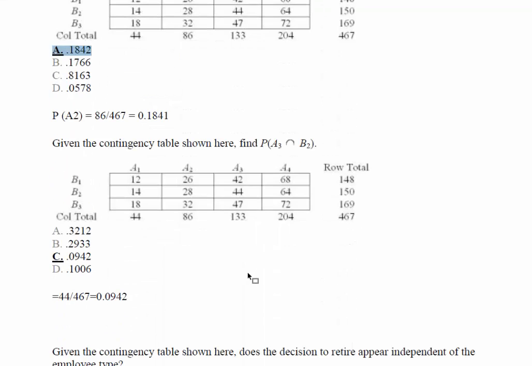So for A, 0.1842 is the correct answer. Okay. Next question. Given the contingency table shown here, find P(A3 and B2). This is the intersection of A3 and B2. A3 is here, B2 is here. The intersection is right here, 44, right? So the probability of the intersection is 44 divided by the total. So 44 divided by the total, you get 0.0942. Therefore, C is the correct answer. Okay.